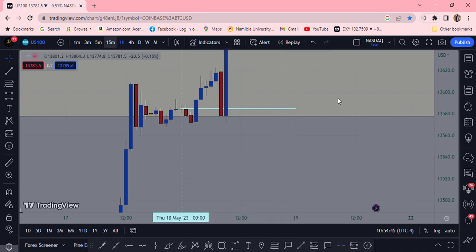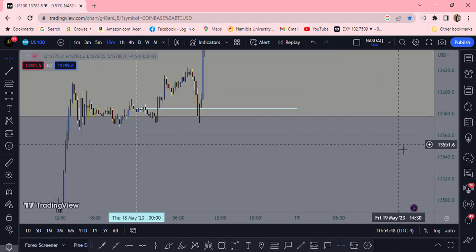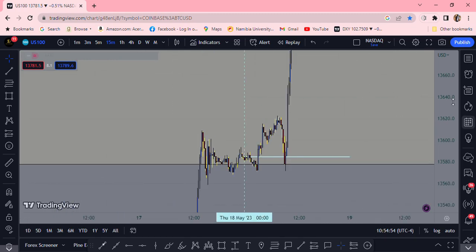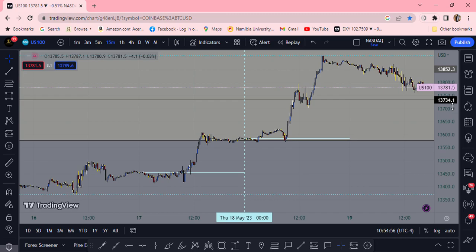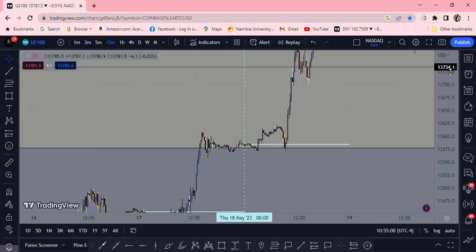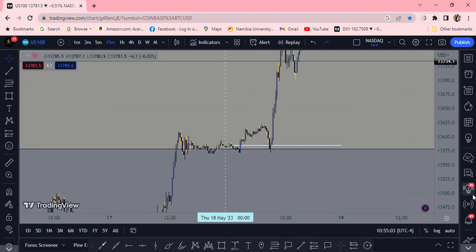So yeah, we're going now to 15 minutes. So it's the same thing, guys. First day, I know I was still bullish. I knew the target was still 13,734. I knew from there I'm just gonna be looking for buys. I'm not looking for sells or anything.